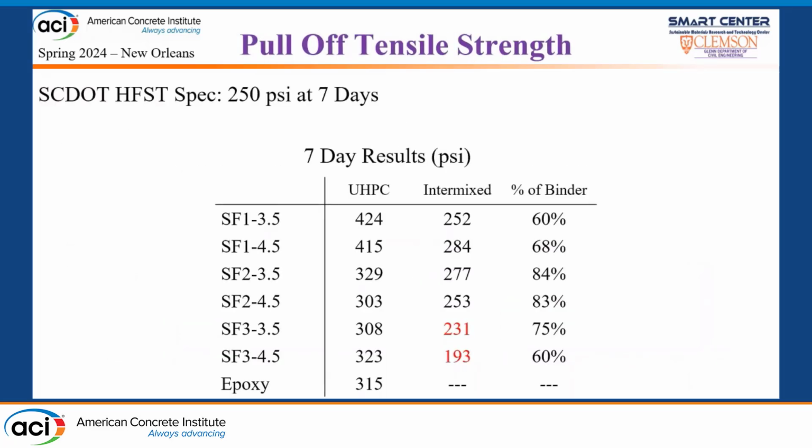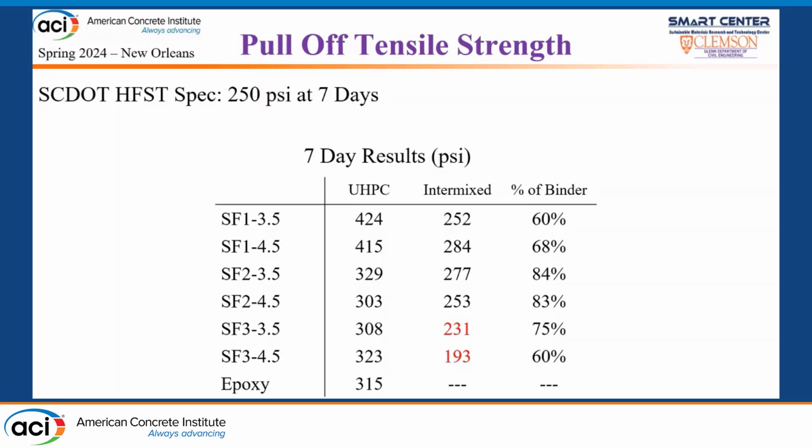Next, if we're going to look at the main property that we care about in terms of strength, it's going to be our pull-off strength. We want to make sure that these materials are bonded to the substrate material. For our substrate, we did a surface preparation of essentially an ICRI surface profile 5, and we conducted 7-day testing based on the HFST specs brought to you by the SCDOT, where you wanted a 250 psi strength at 7 days.